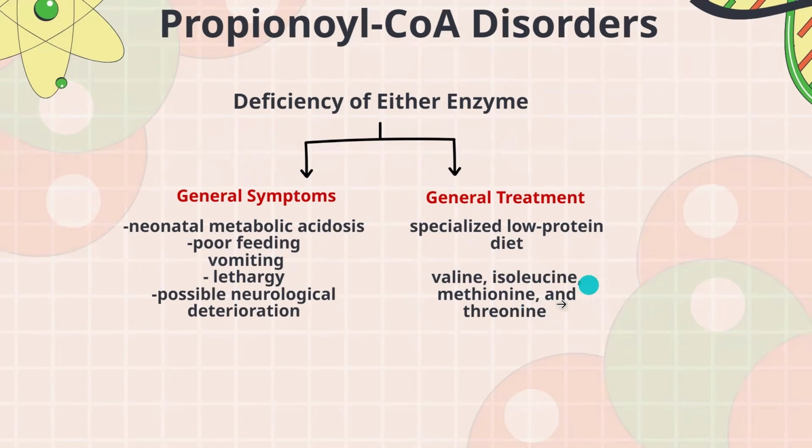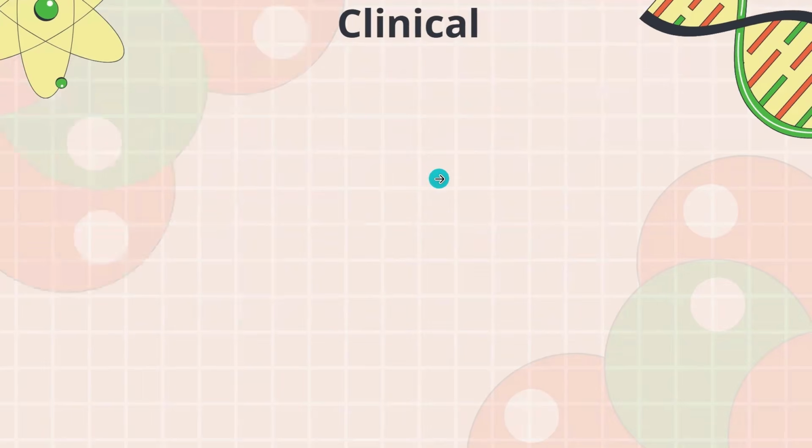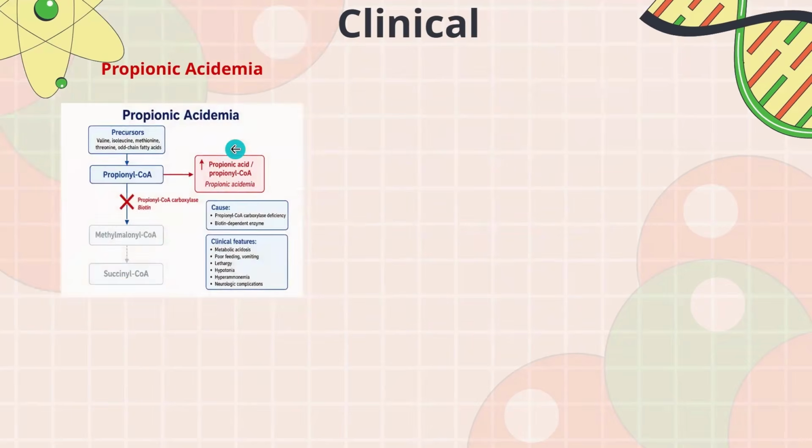And yeah, these are mainly here because they contribute to propionyl-CoA, okay? Apart from that, finally, let's talk about the deficiency of each enzyme and what it does. If we have a deficiency in propionyl-CoA carboxylase, we get propionic acidemia. We're going to have a problem with propionyl-CoA carboxylase.